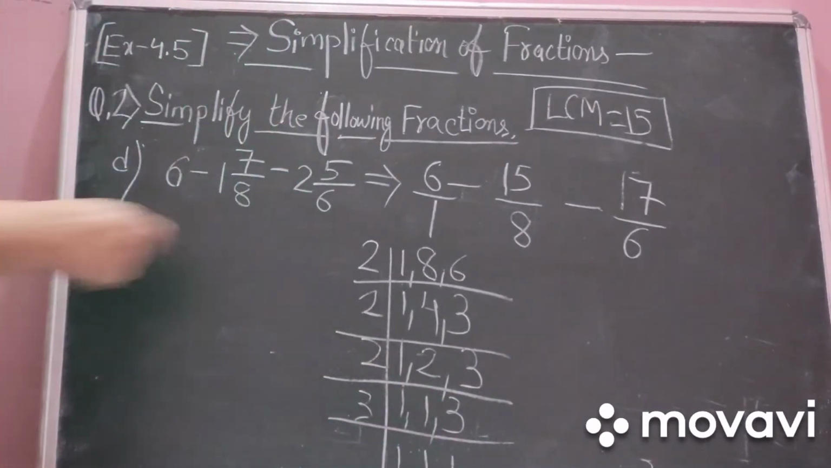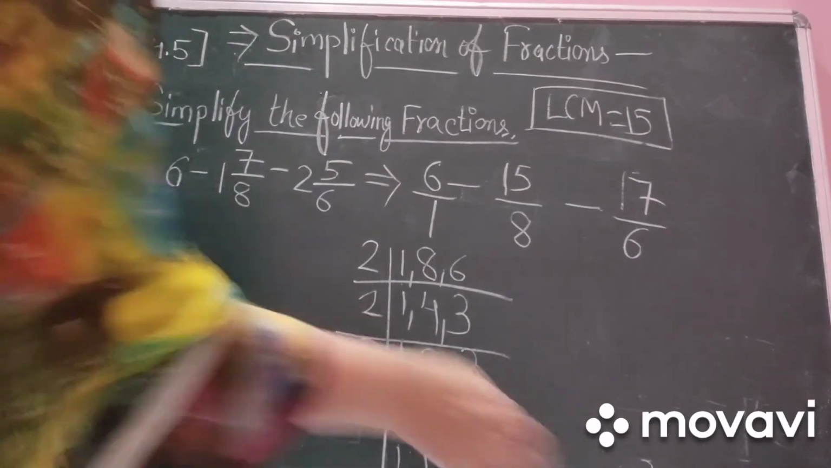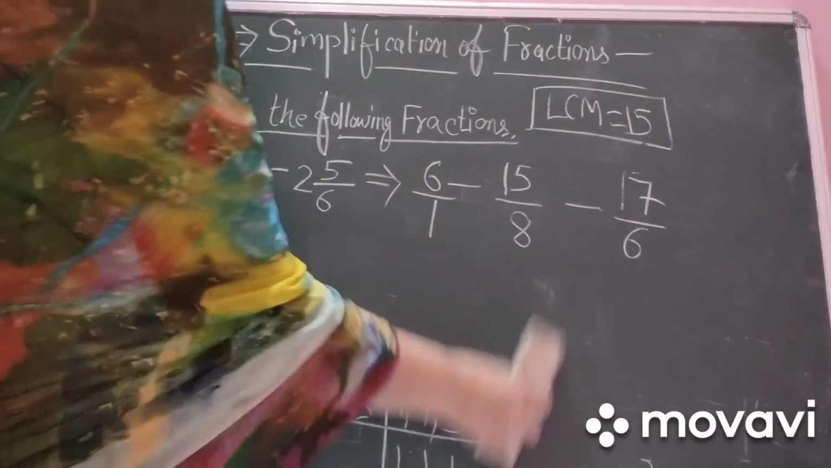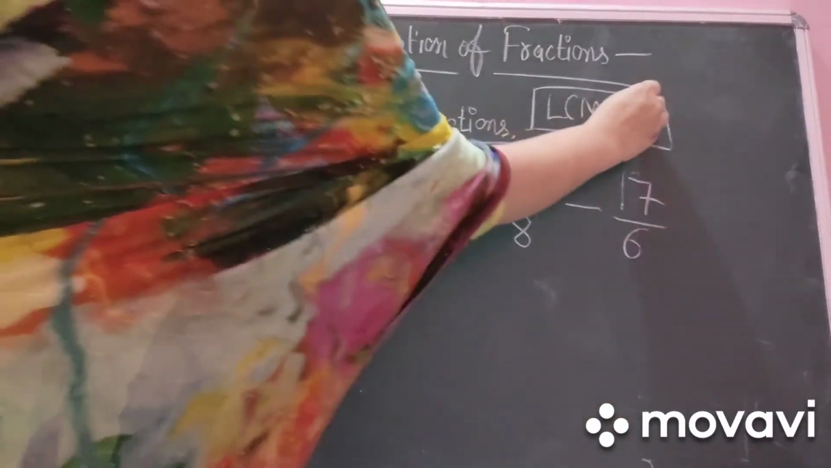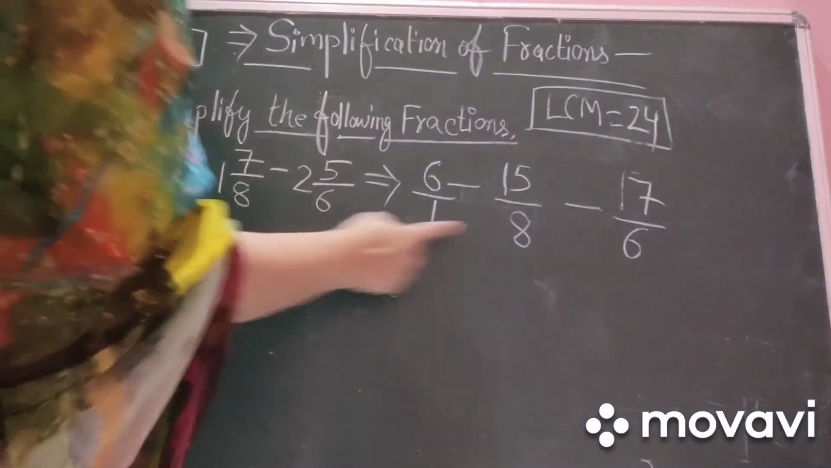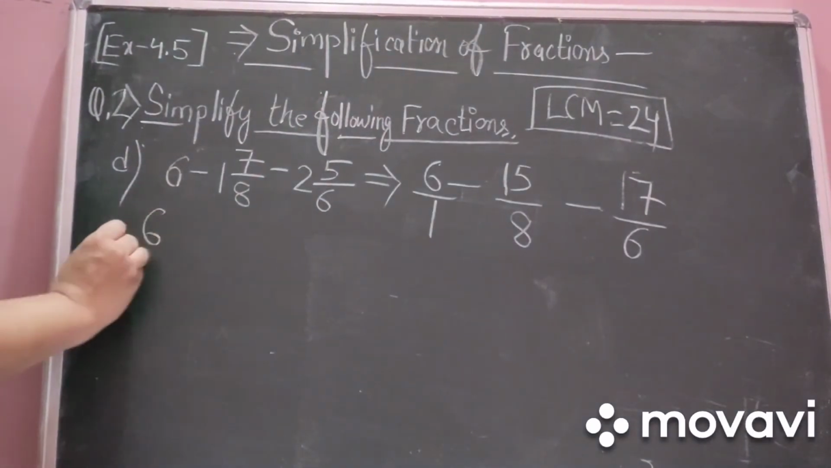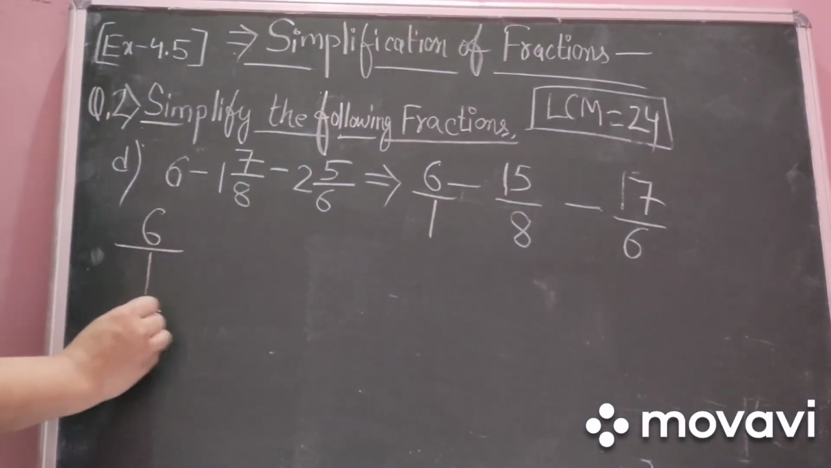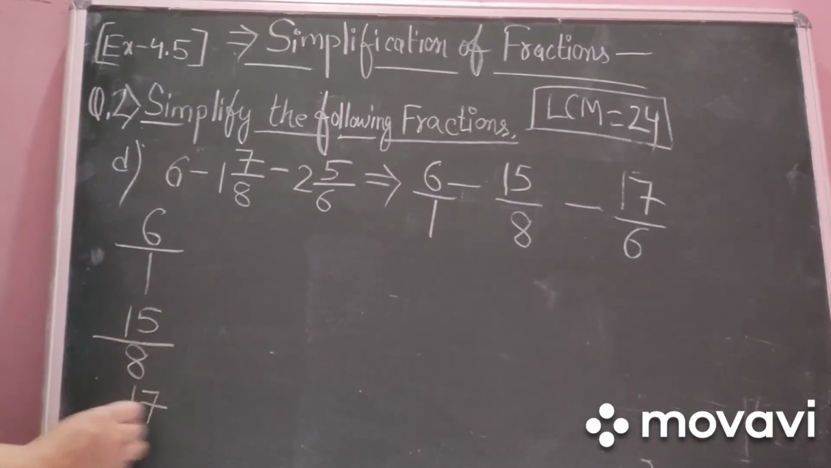So the LCM is 2 twos are 4, 4 twos are 8, 8 threes are 24. So here the LCM is 24. Now what you have to do? You have to make all the denominators equal to 24. Please see here 6 by 1. Next is 15 upon 8. And the third fraction is 17 upon 6.